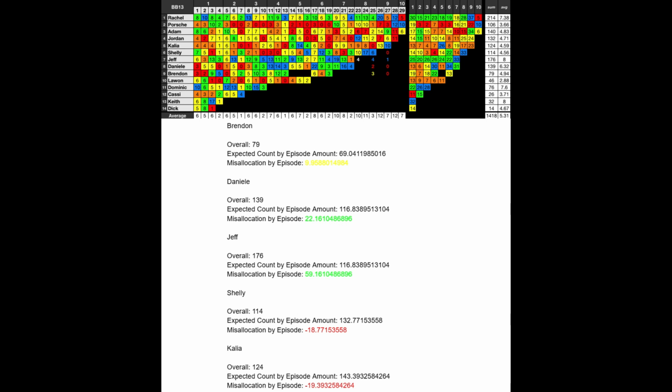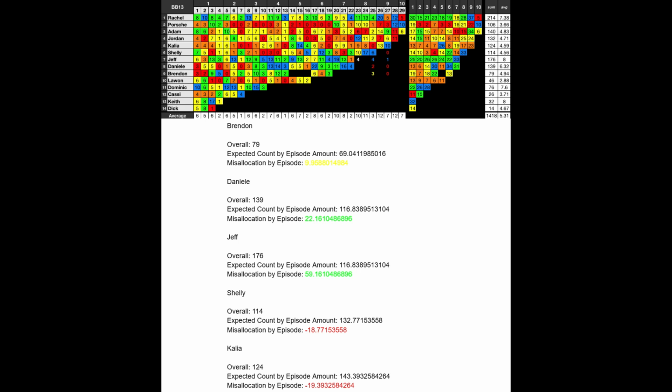Danielle has 139 diary rooms, and her expected count by episode amount is 116. This means that her misallocation by episode is 22.16, meaning that she got 22 extra diary rooms, and she essentially is a bit bloated when it comes to the diary room distribution.